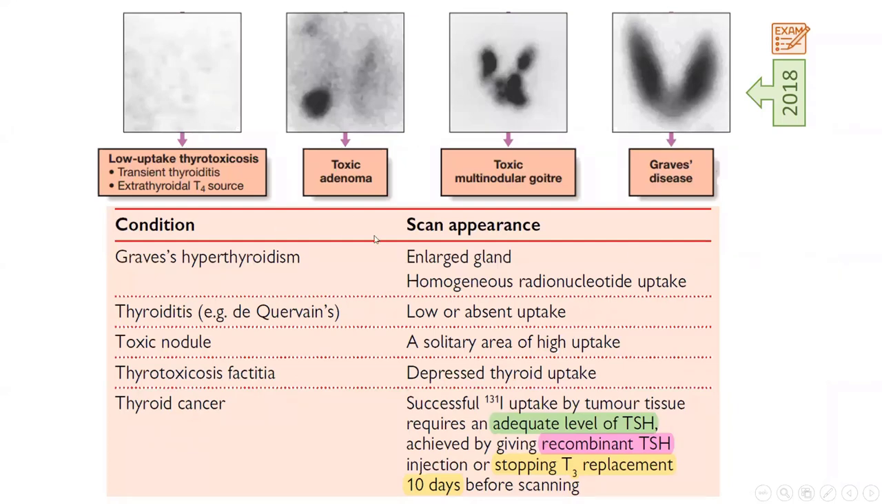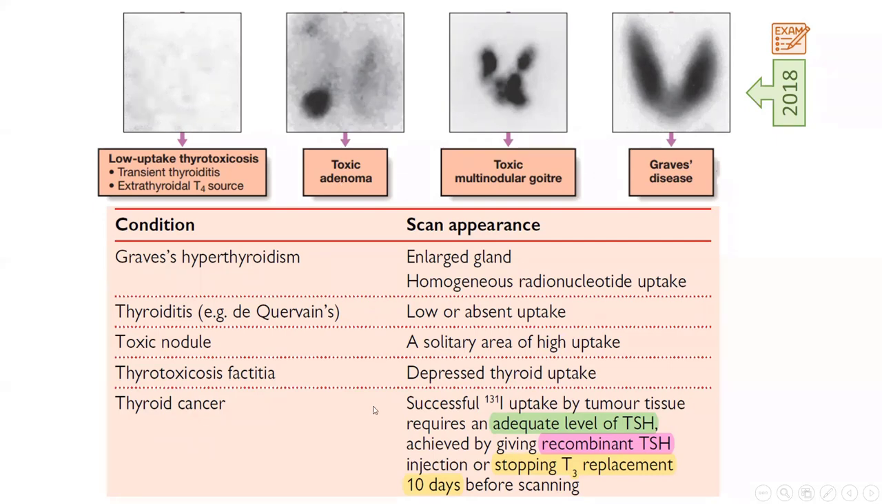So the scan will show diffuse enlargement of the thyroid gland like this for Graves' disease. There will be low or absent uptake like this for thyroiditis, any cause of thyroiditis: postpartum thyroiditis, De Quervain thyroiditis, silent thyroiditis. A toxic nodule looks like this. And if there is a cold nodule, we will find low uptake. For example, I think there is an image for a cold nodule in the fine needle aspiration biopsy. Thyrotoxicosis factitia shows depressed uptake like this.